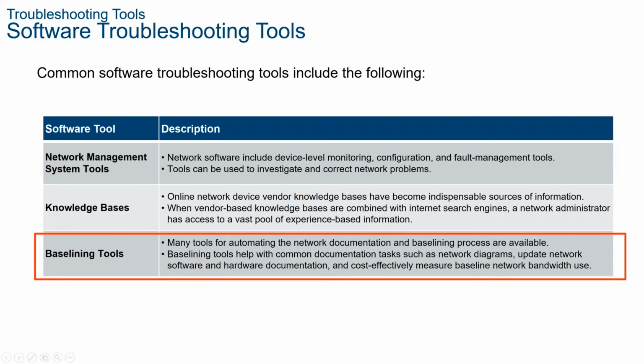So the third one is baselining tools. Many tools for automating the network documentation and baselining process are available. Baselining tools help with common documentation tasks. For example, they can draw network diagrams, help keep network software and hardware documentation up to date, and help to cost effectively measure baseline network bandwidth use. Okay?